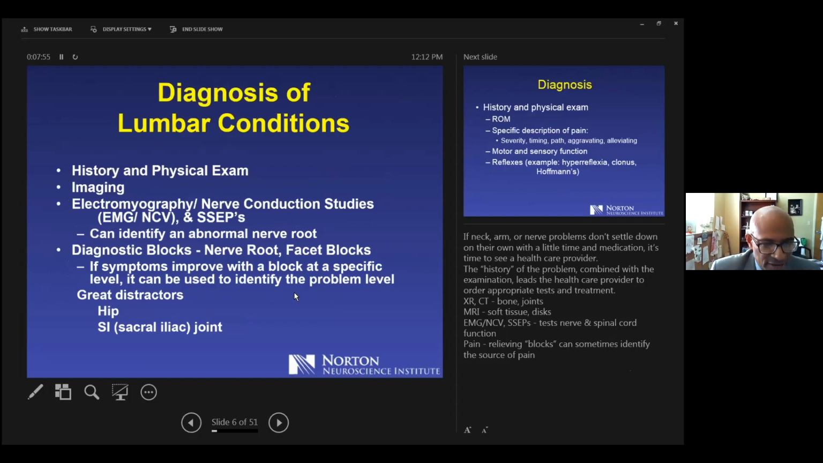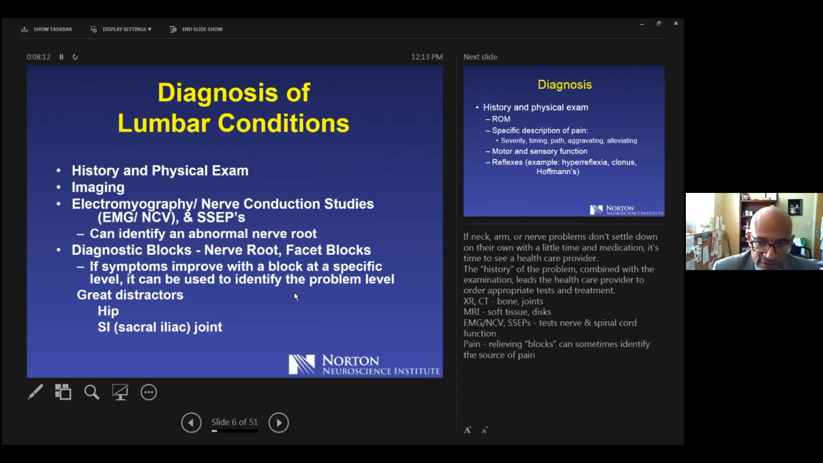So when we look at diagnosing patients with back pain or leg pain or weakness, as usual, we're always going to try to get a history, physical exam. We want that to be very detailed. We're going to get varying kinds of imaging. There's also electrophysiologic studies we can get.